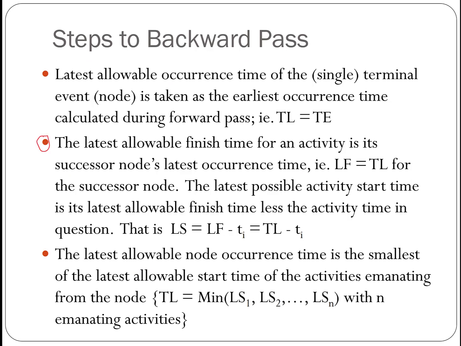And the second one, the latest allowable finish time for an activity is its successor node's latest occurrence time. The latest finish time of an activity equals the latest time for that successor node. And the latest possible activity start time is its latest allowable finish time, subtracting the activity time in question. That is, the latest starting time of an activity is its latest finish time, subtracting the duration, or the time it takes.